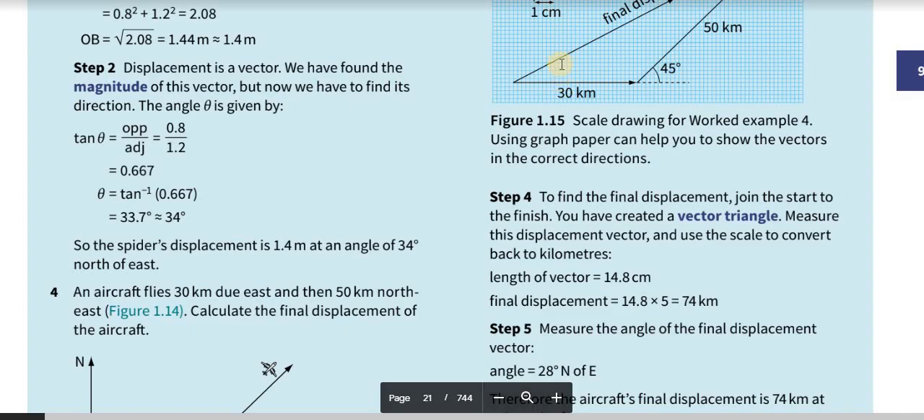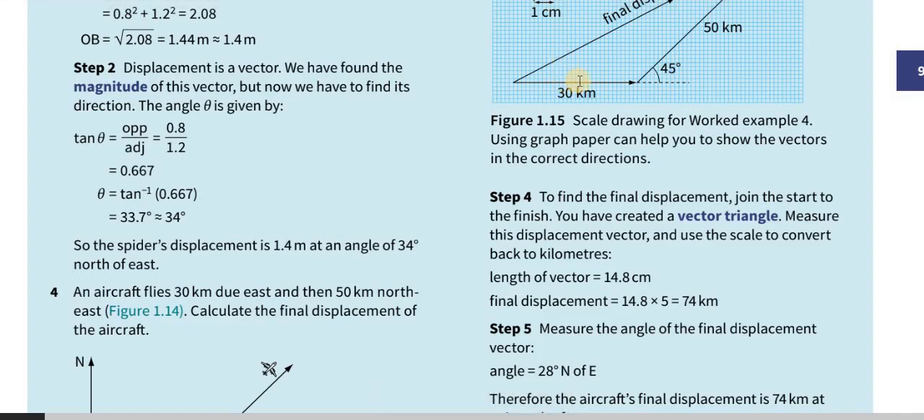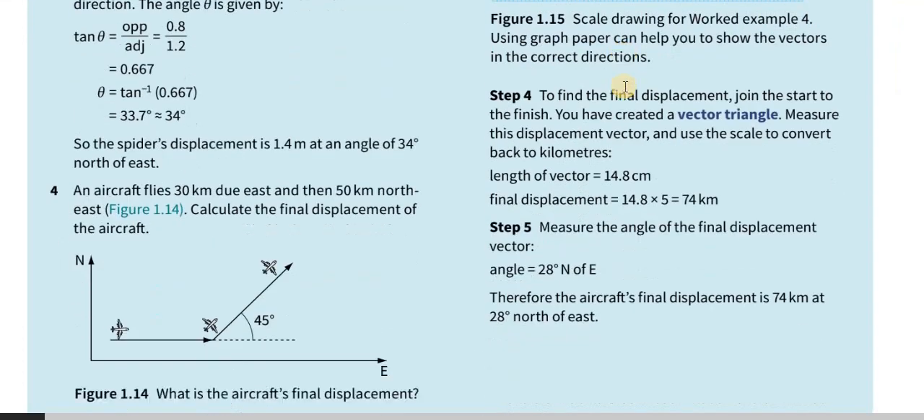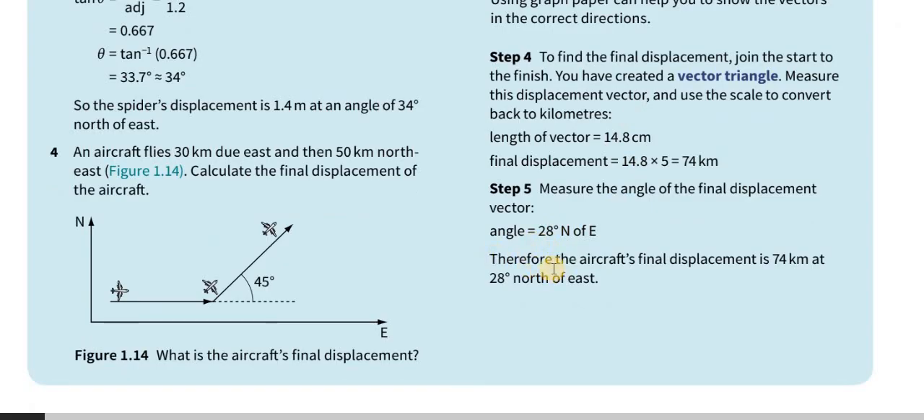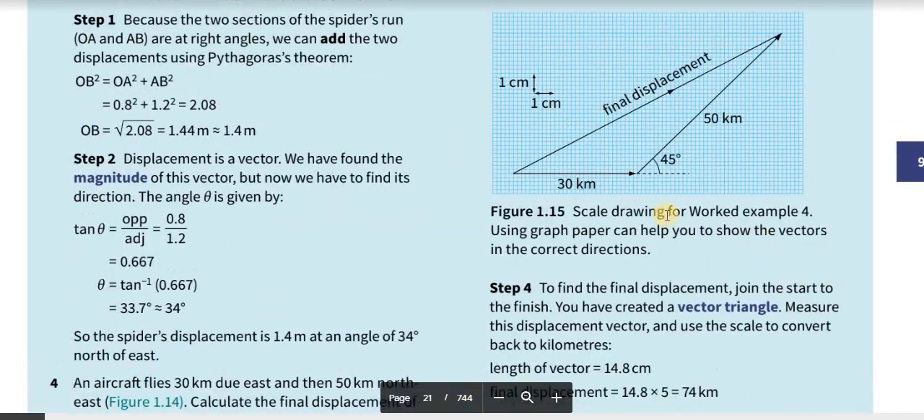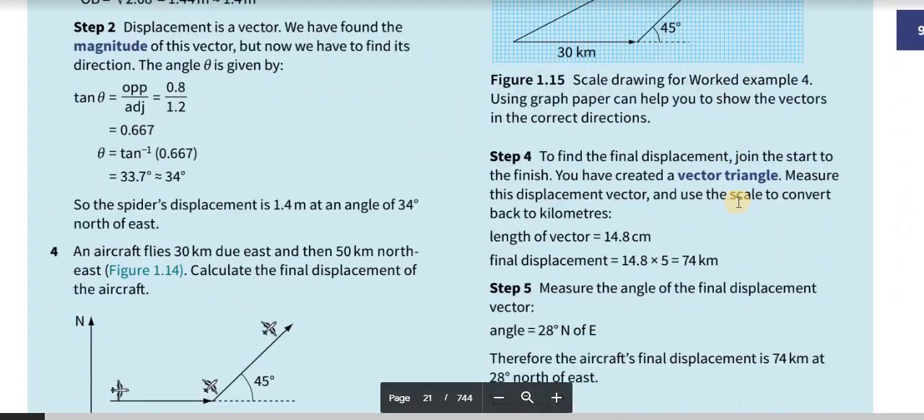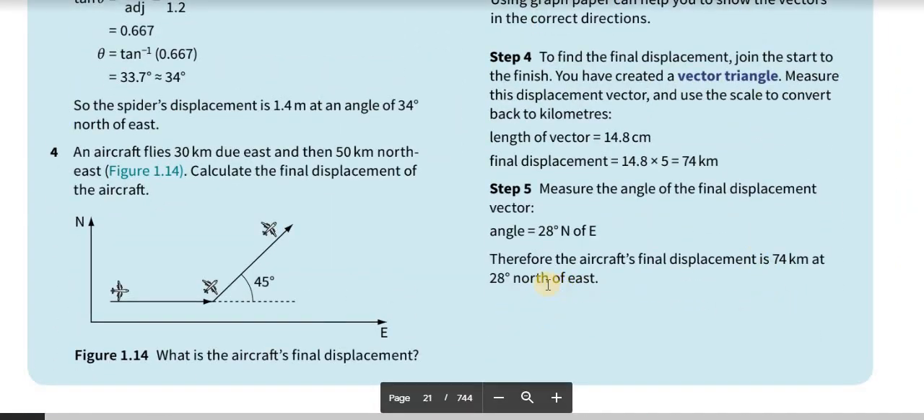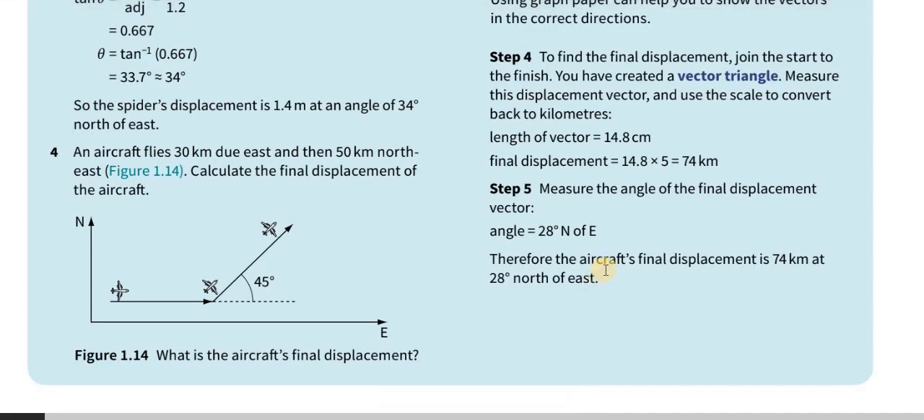Okay, so that's why it's 28 degrees north of the east direction. Finally, we write a statement. Therefore, the aircraft's final displacement is 74 kilometers at 28 degrees north of east. Now this was done using scale drawing.